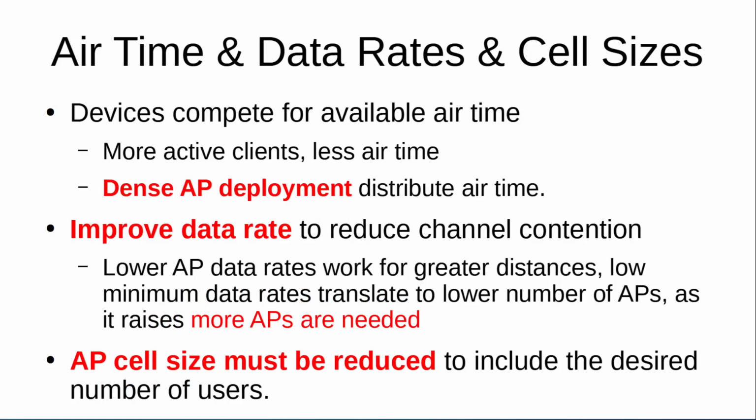Devices compete for available airtime, so the more active clients there are, the less airtime is available. So you'll need more access points to distribute airtime. In order to improve the data rate and reduce channel contention, you will need more access points as well. The access point cell size must be reduced to include the desired number of users.